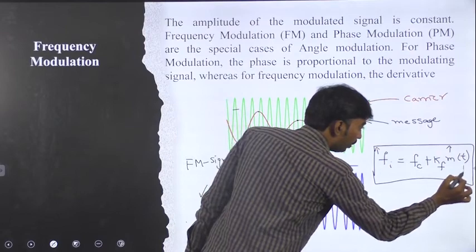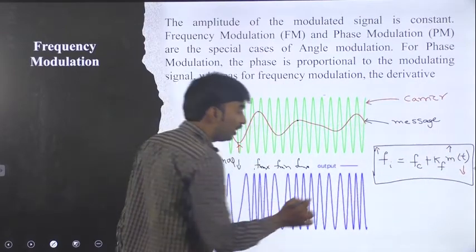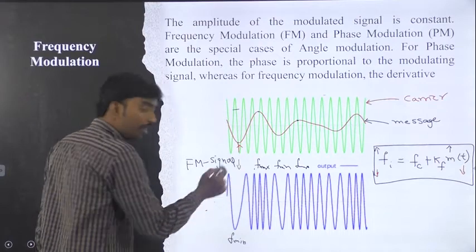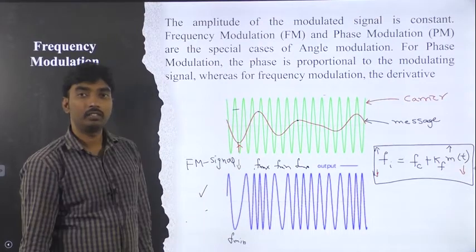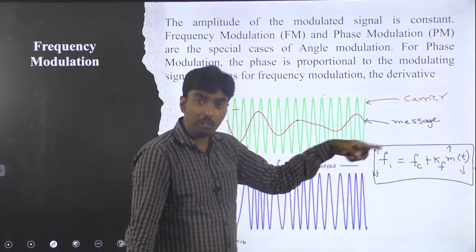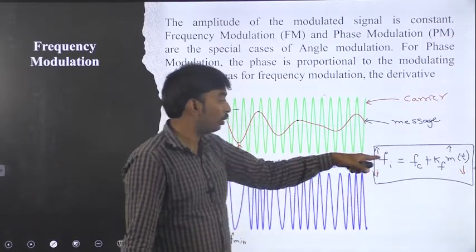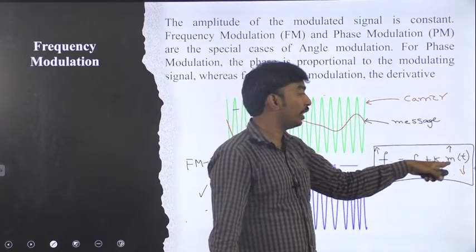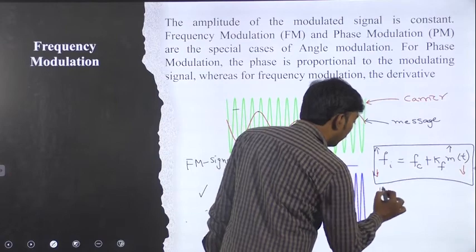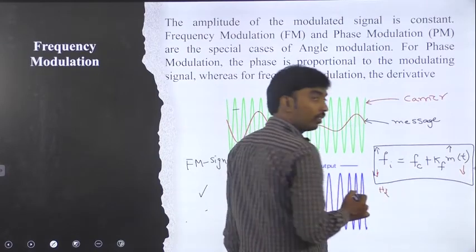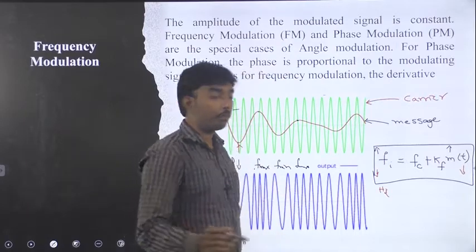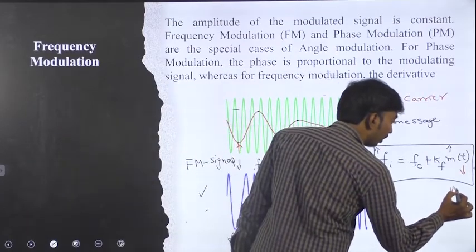Message signal is low. When message signal is low, my Fi is also low. That's why it is wider apart. Now the instantaneous frequency or modulated frequency follows Fc plus Kf into m of t. The units for Fi is hertz. Now the units for m of t is volts.